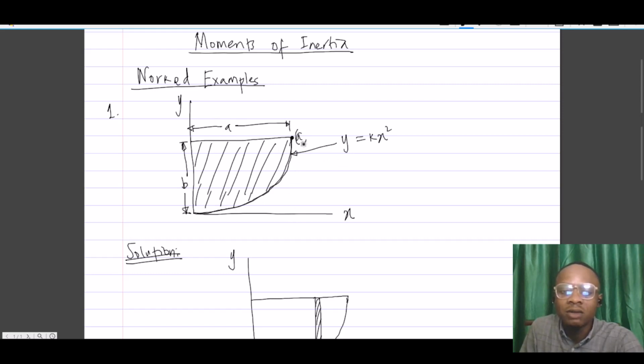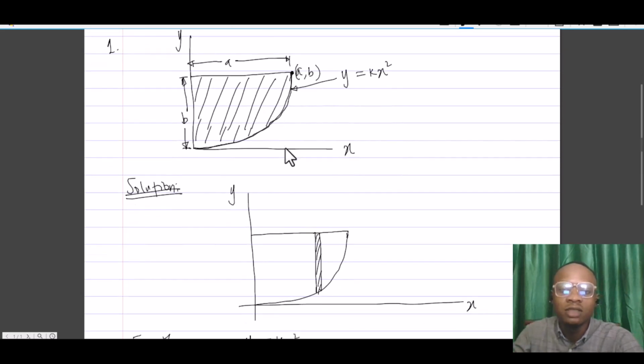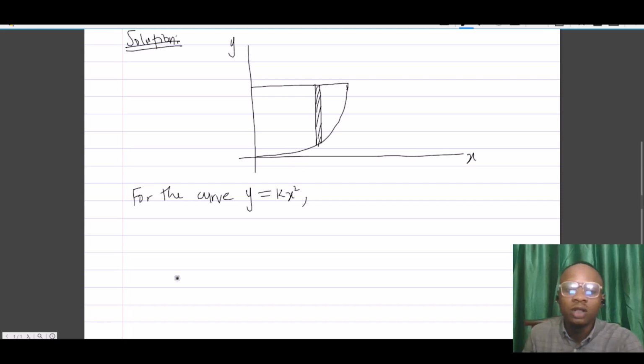So this is a comma. What is the distance along the y-axis from the origin to this point? It is b. So this is a comma b. That means at this point, x is equal to a and y is equal to b. That is the coordinate of this point. So for this curve, we know that the curve passes through this point. For this curve, we say that when x is equal to a, y is equal to b. That's the meaning of this.